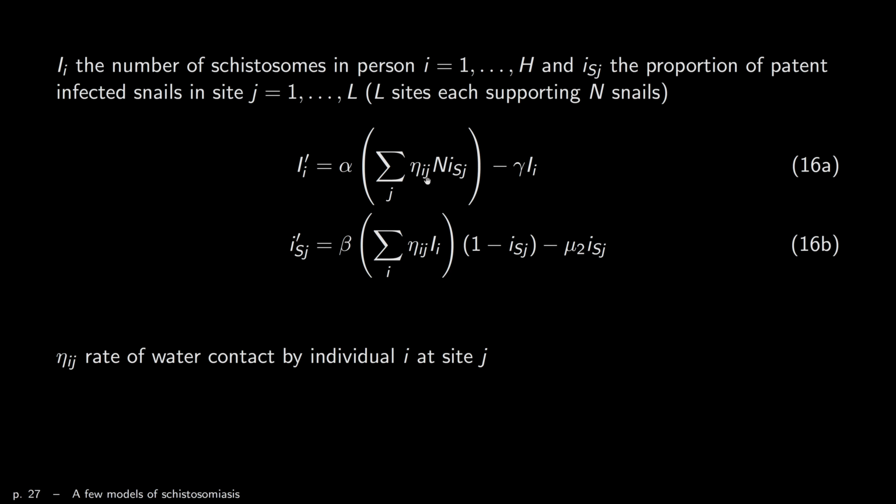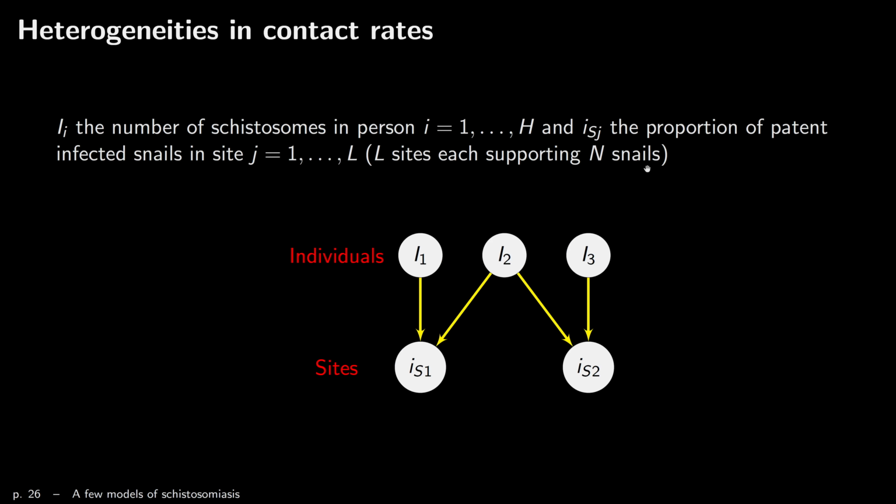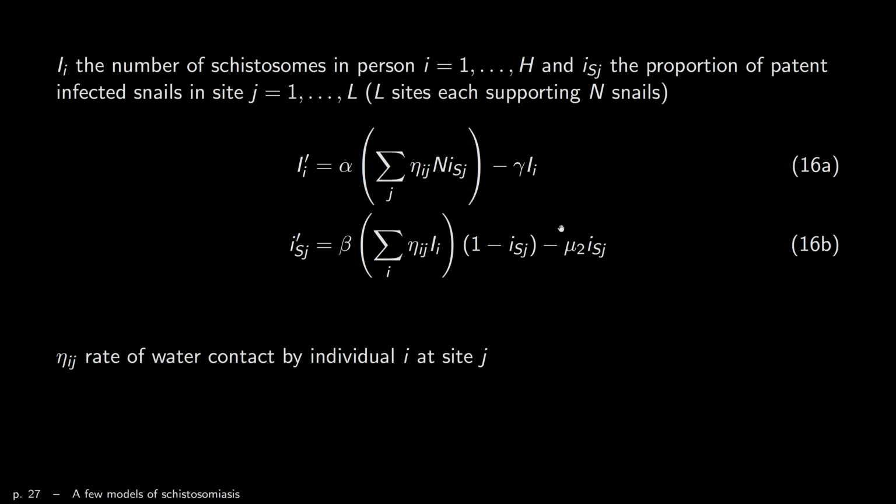Eta 2,1 and eta 2,2 are positive, and eta 3,1 is 0 because there's no individual 3 doesn't go here, but he goes here, so eta 3,2 is positive. Okay, so you see the idea.